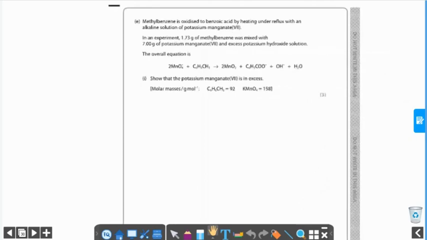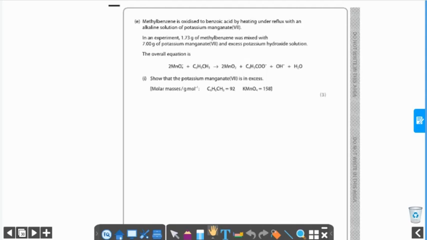Methylbenzene is oxidized to benzoic acid by heating under reflux with an alkaline solution of potassium permanganate 7. In an experiment, 1.73 grams of methylbenzene was mixed with 7 grams of potassium permanganate 7 and an excess of potassium hydroxide solution. The overall reaction is given. Show that the potassium permanganate 7 is in excess. So first we can find the moles of both and see which is in excess using the ratio.